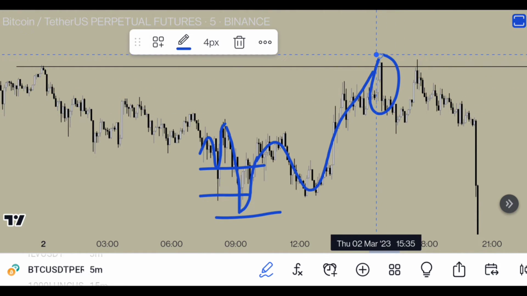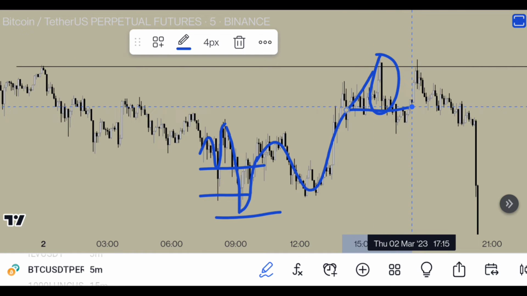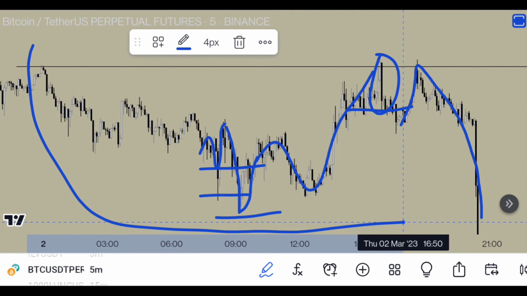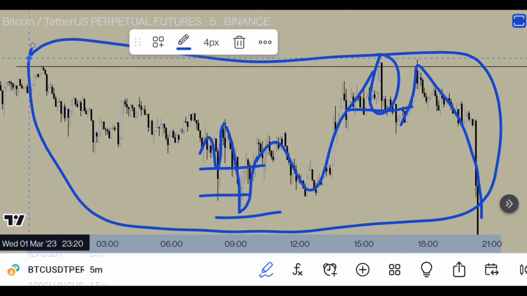You see this is an order block. Also the structure got broken to the downside. It went up, filled that gap, and then came down. So this was the structure which I just showed you, and it happened last night with Bitcoin.